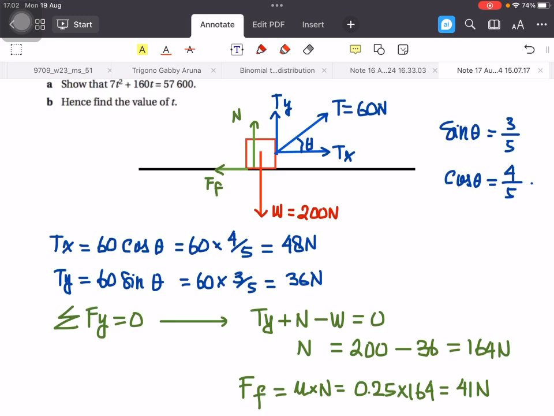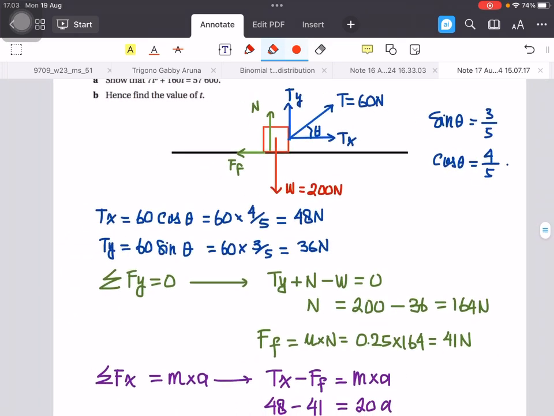Since we know the coefficient of friction and also the normal contact force, we can now find the value of the friction force. The friction force is mu times N. It's 0.25 times 164, which is equal to 41 Newton.